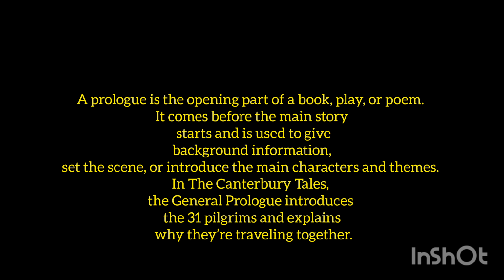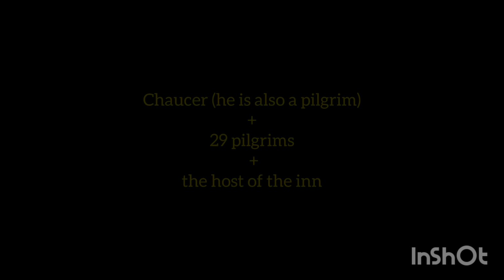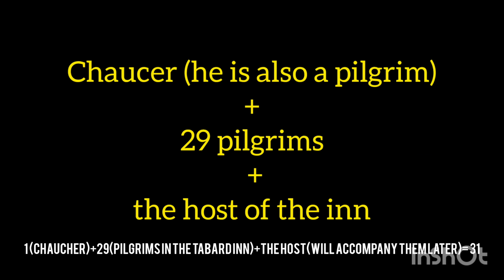It introduces the main characters and the themes. In the Canterbury Tales, the general prologue introduces the 31 pilgrims and explains why they are traveling together. Again, remember there were in total 31 pilgrims: Chaucer, 29 pilgrims who were already there in the Tabard Inn, and the 31st was the host of the inn himself.